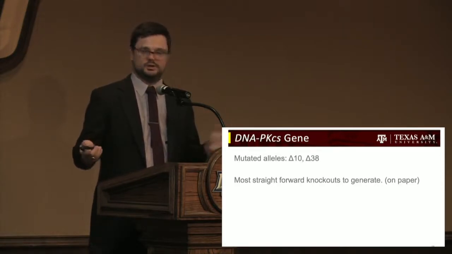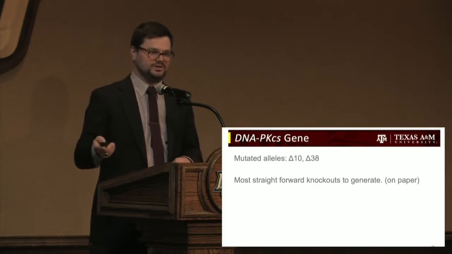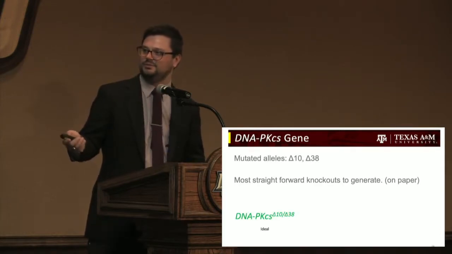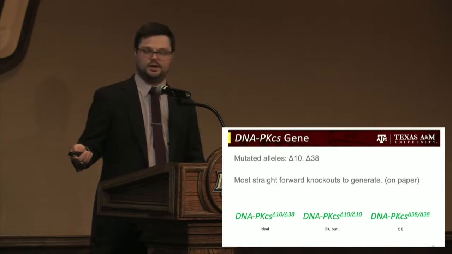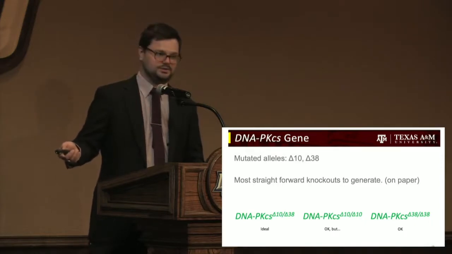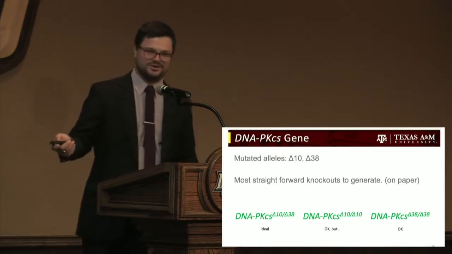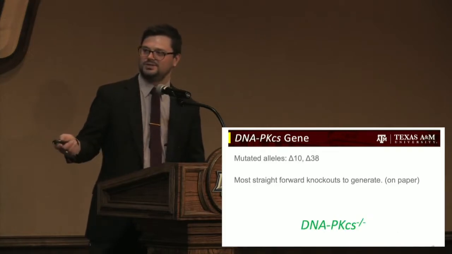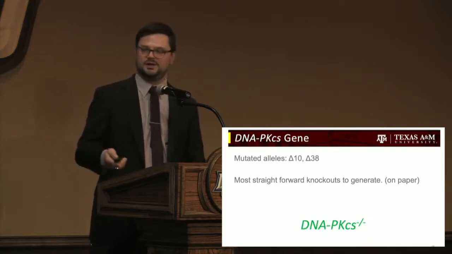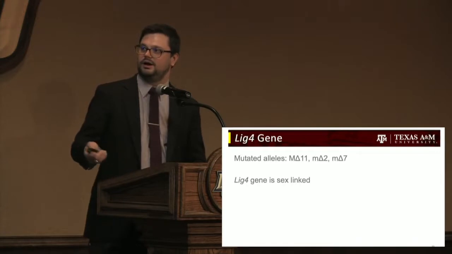It should just work, but I'll talk a little bit later about why it didn't just work. We have different mutants, and the transheterozygous is ideal, but the homozygous knockouts are okay, though I'll talk later about why that's not quite okay. Just simplifying the notation, minus minus is the full knockout. And then ligase 4 is sex-linked, and so we have 3 mutants.